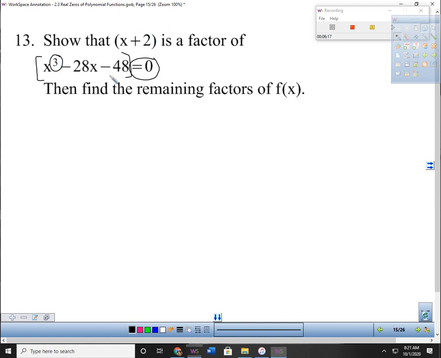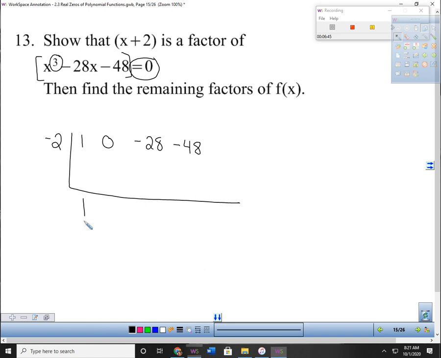So if I set x plus 2 equal to 0, that means I would have a negative 2 on the outside. And I'm missing my x squared, so I want to make sure that I put a 0 there. So I've got 1, 0, negative 28, negative 48.